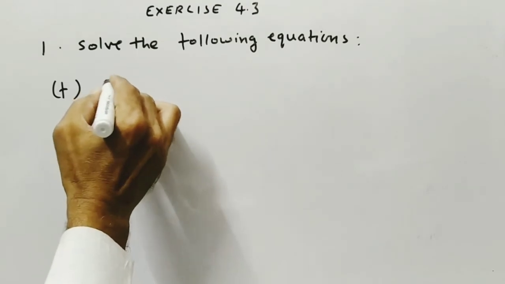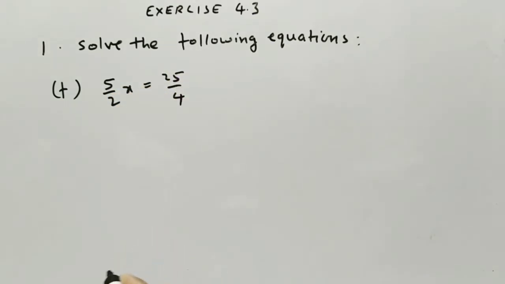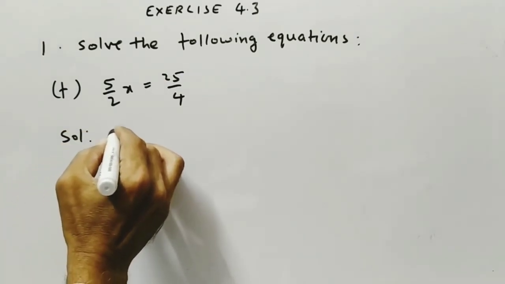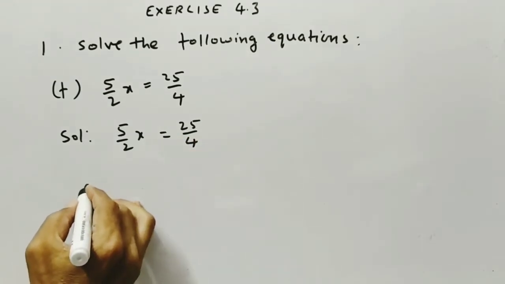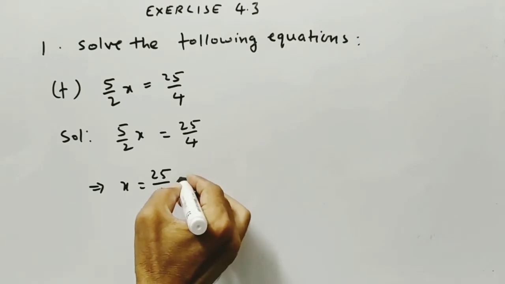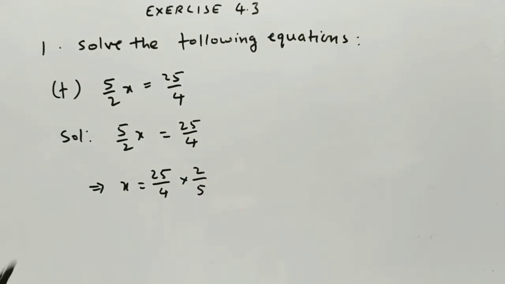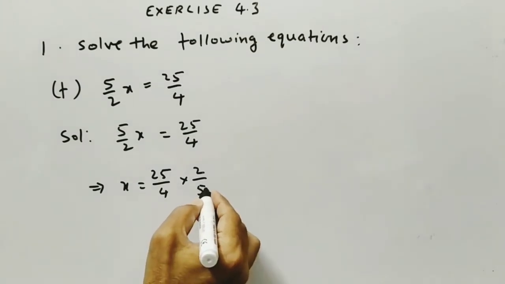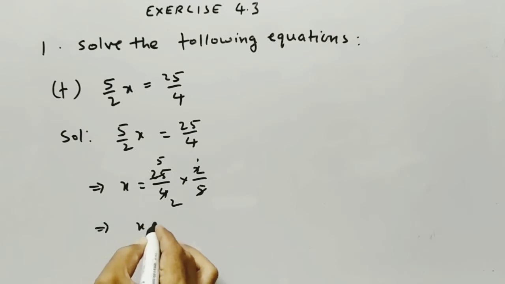F: 5/2 into x is equal to 25/4. Solution. 5/2 x is equal to 25/4. This implies x is equal to 25/4, we can keep as it is. This 2 will go to the numerator and this 5 will come to the denominator, or multiplying both sides by 2 by 5. This implies x is equal to 5 by 2 is the solution of the equation.